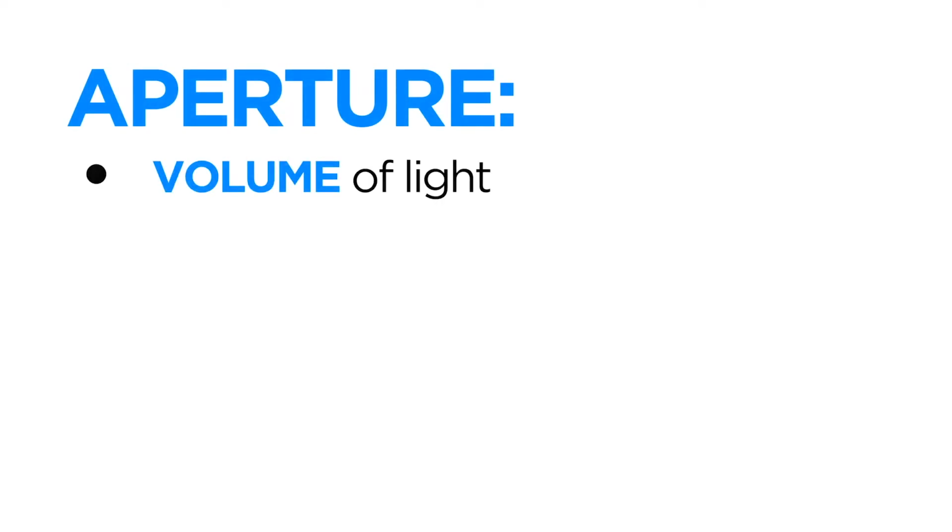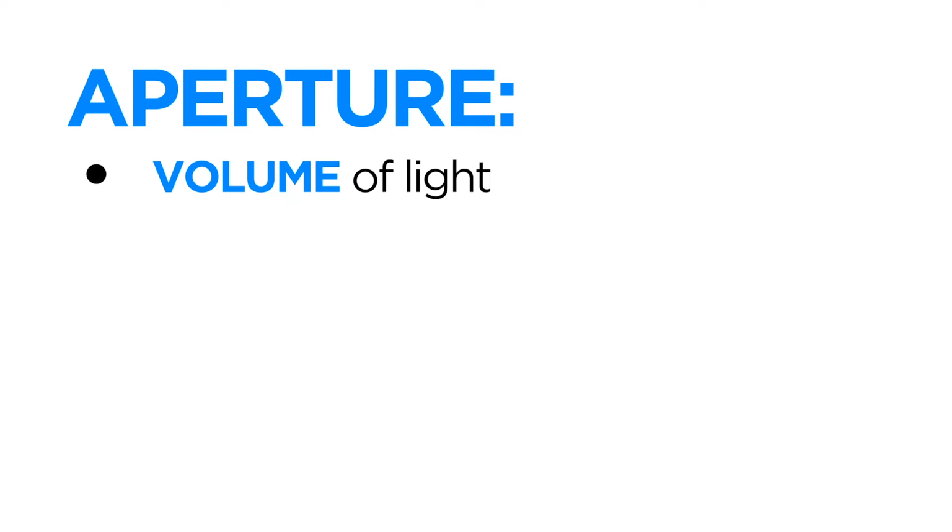So, aperture, here's the summary. It's the volume of light. If you could put light in a bucket and throw it onto your photo, that would be aperture. A larger opening would be a larger bucket. You get more light. A smaller opening is a smaller bucket. So those will make more or less light.